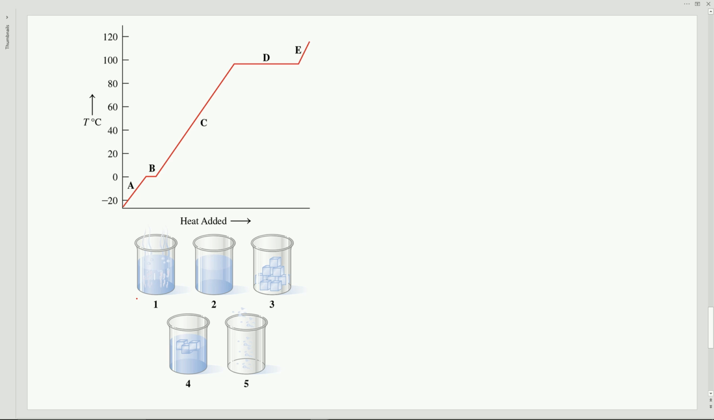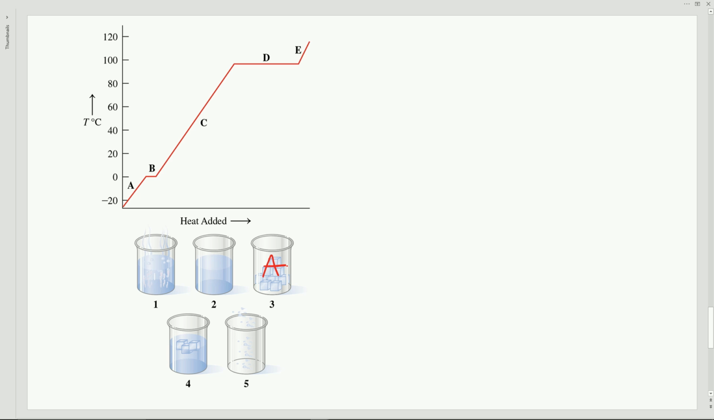Okay, so here we're starting at negative 20 degrees. So A is below the freezing point of water. So we know we have solid water, and the only cup that has just solid water is 3. So this is going to be A. Okay, so that's solid water.